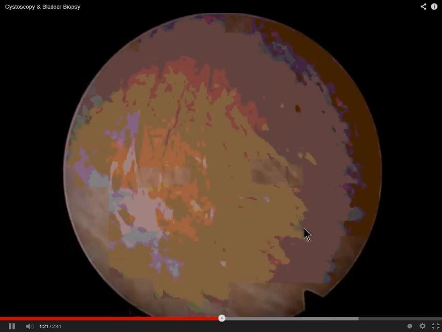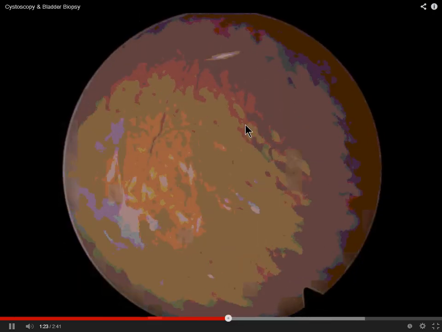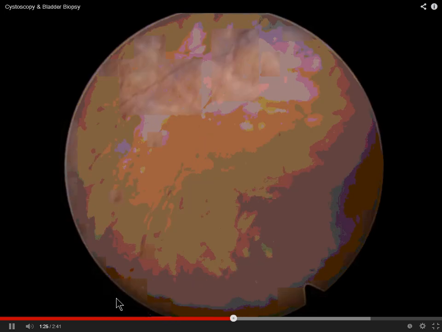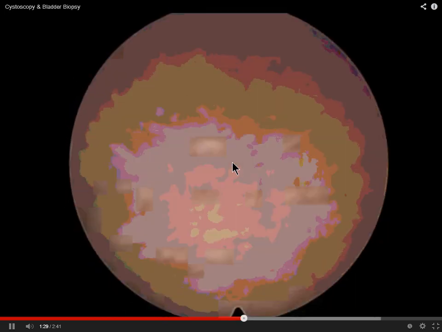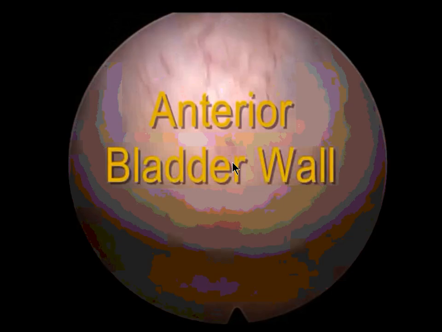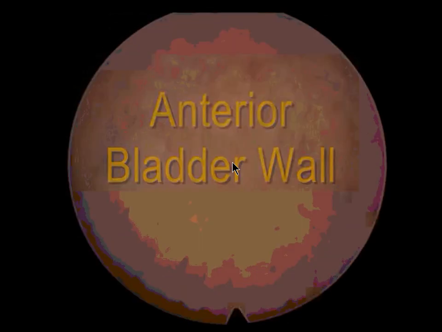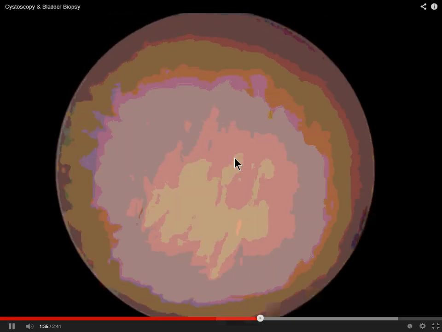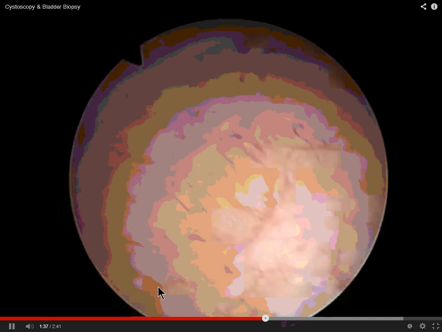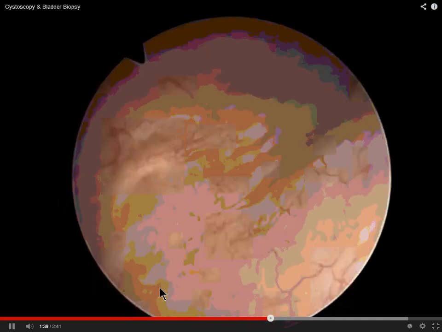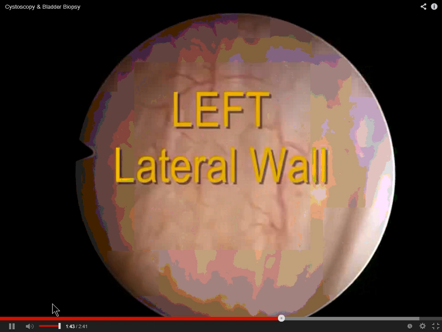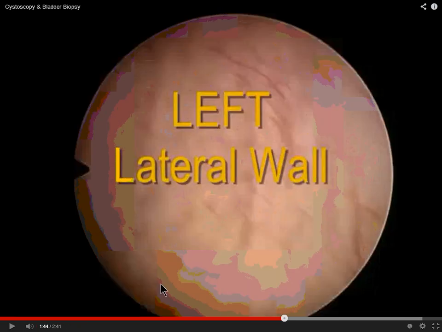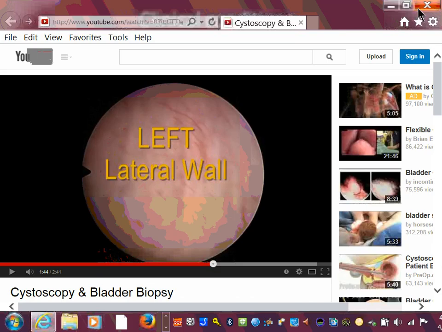And the rest of it is just showing you the wall, and you can see some little things sitting in it. You can see the blood vessels through the mucosa, which is why sometimes they can rupture and cause hematuria, or blood in the urine. So that's the inside of the bladder.